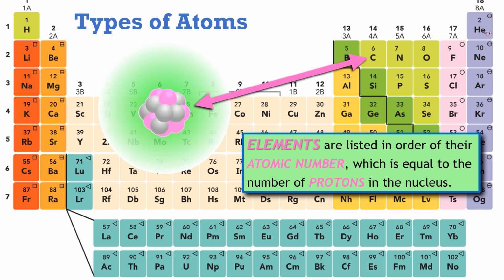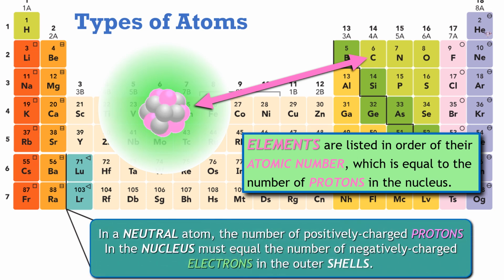Well, it may be helpful to remember that the elements are just listed in order of their atomic number, which is equal to the number of protons in the nucleus. Basically, they're listed in order of their complexity. Now, in a neutral atom, the number of positively charged protons in the nucleus must equal the number of negatively charged electrons in the outer shells. So not all atoms are neutral, but if we just begin with that, we can say, oh, if we know the number of protons, we also might know the number of electrons, and that could simplify things.